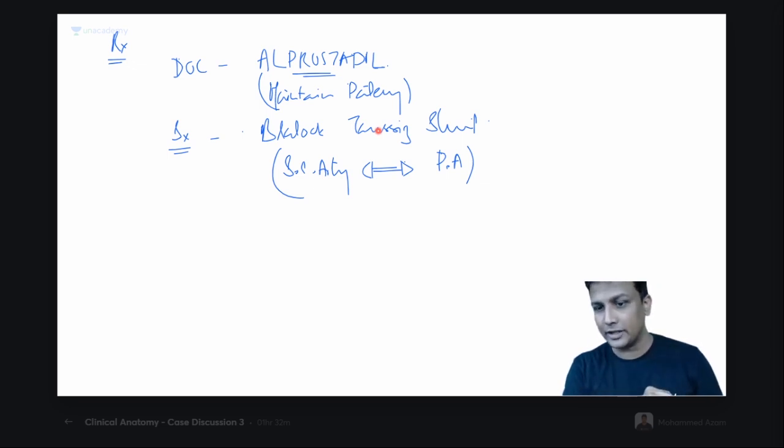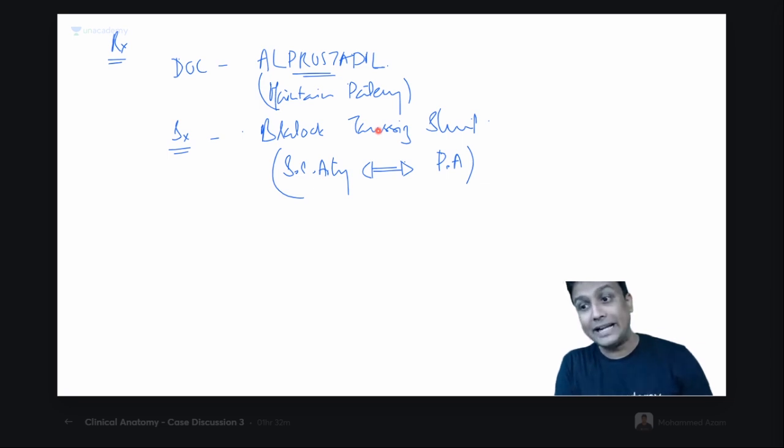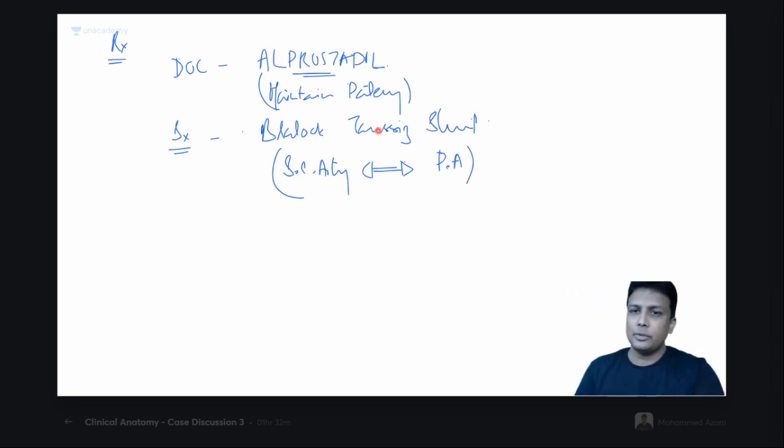Are you understanding my point here right now? So that will be nothing but BT shunting. Remember, the drug of choice there will be alprostadil, but that is only used for maintaining the patency. But is it the treatment of choice? No. The treatment of choice will be a palliative surgery. The surgery will be your BT shunting.